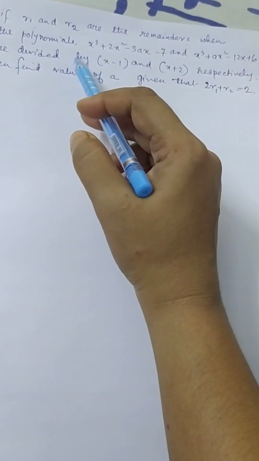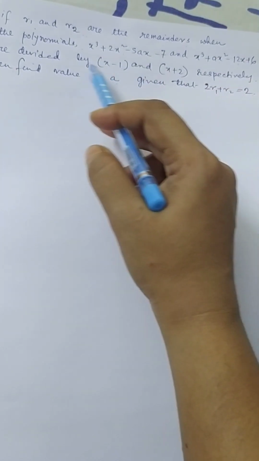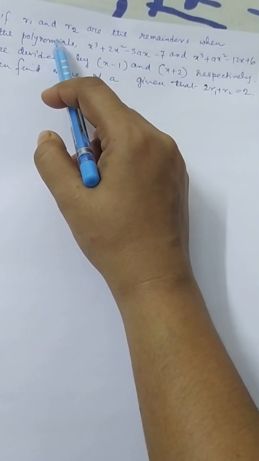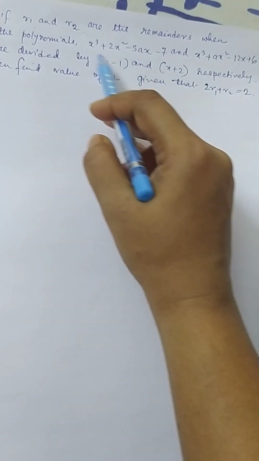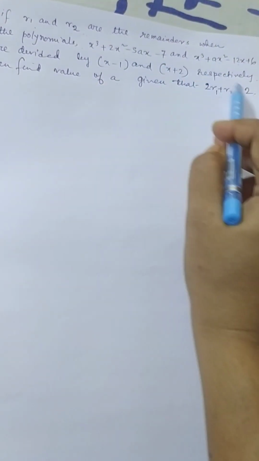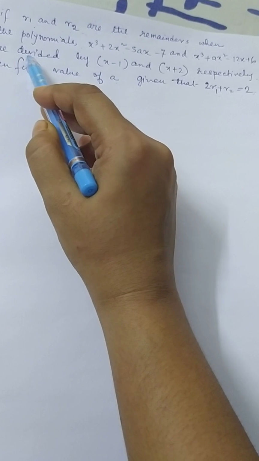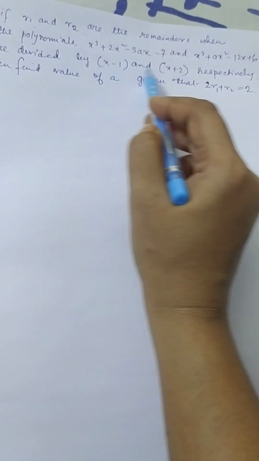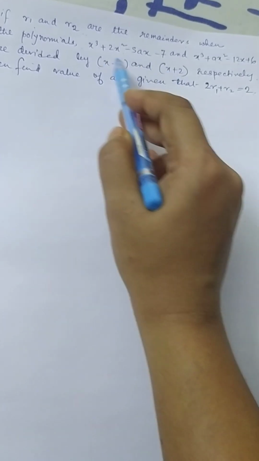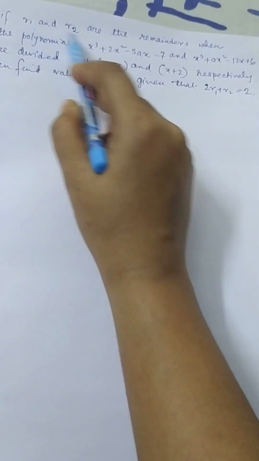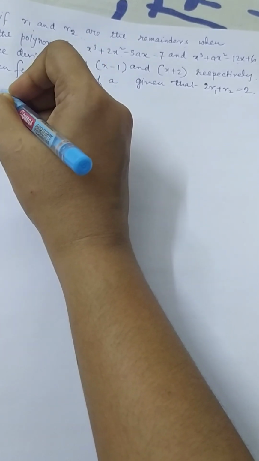Like the earlier sum, here also two polynomials are given. But in this particular case, the remainders are different and there is a relation between the remainders, that 2R1 plus R2 is equal to 2. R1 is the remainder of the first polynomial and R2 is the remainder of the second polynomial. Look at this, when it is divided by x minus 1 and x plus 2. So in both these cases corollary 1 will be followed.